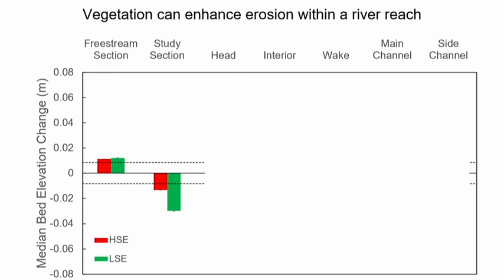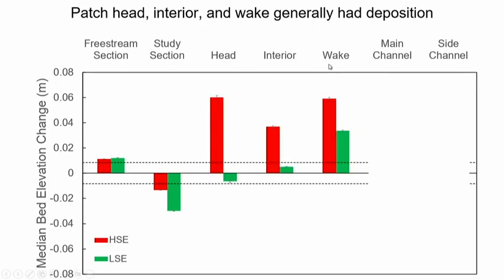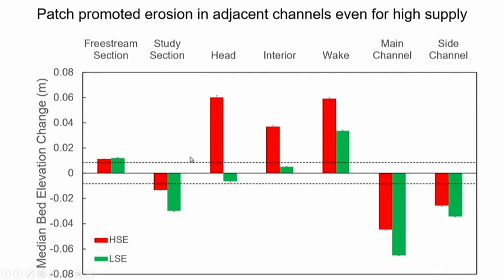And so what this is telling us is that around vegetation, we can actually enhance erosion within a river reach, at least in these experiments, even when we have a high amount of supply. But that amount of erosion was dictated by what's going on in each of these 5 zones. In 3 of the zones, we could say, generally speaking, we either had no change or we had deposition. So in the patch head, the interior, and the wake, we generally had deposition, particularly for the high supply. The low supply, sometimes we had no change. Whereas in the main channel and the side channel, we consistently had erosion.